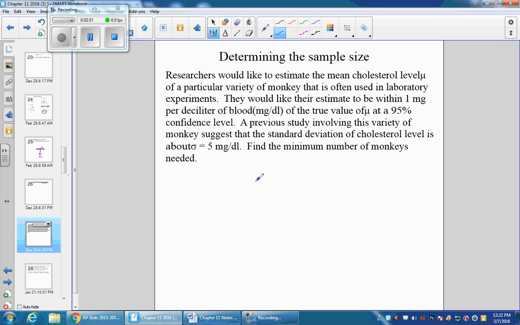Well, we know that we want the margin of error to be within 1 milligram. We want a 95% confidence level, and our sigma is 5. Since I know my population standard deviation, our margin of error is z star times sigma over the square root of n. That has to be less than 1. Now, we have to find our z star for a 95% confidence interval, which is 1.96. Multiply it by our standard deviation, 5, over the square root of n.